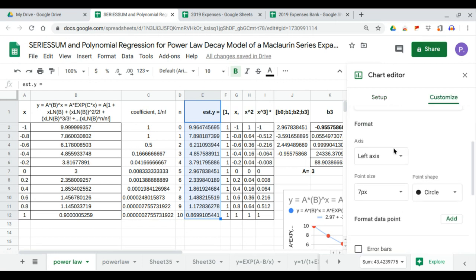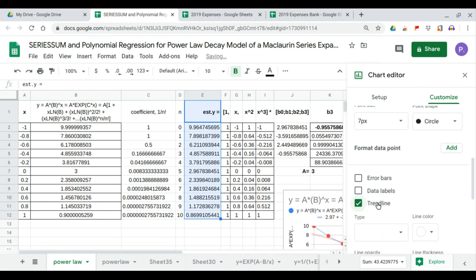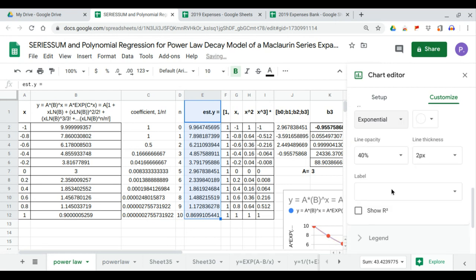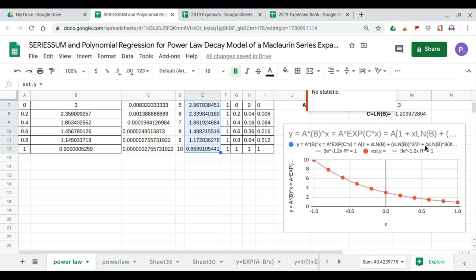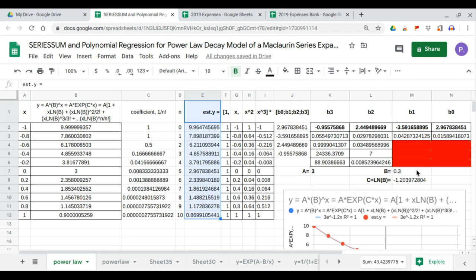This time we'll go back to the trend line using the exponential. And we'll show the r squared as well. Okay. Our r squared is 1, meaning it's perfect. And our exponential form will be also the same. Our estimated y, even if we use the polynomial regression, we still get the same exponential coefficients, 3 times e to the negative 1.2x, where the value of this 1.2 is the value of c.